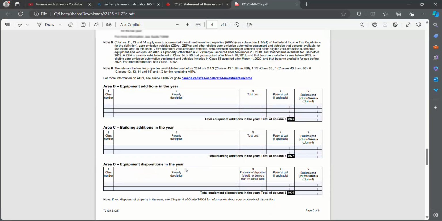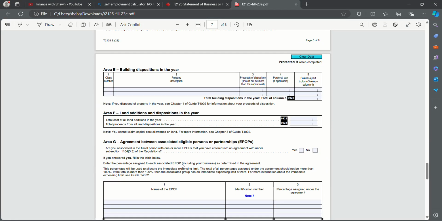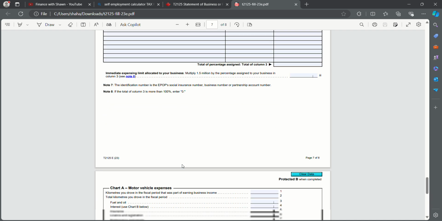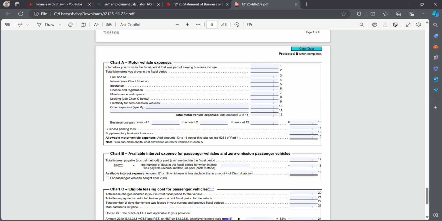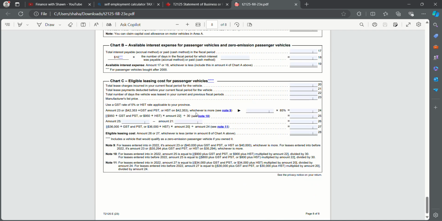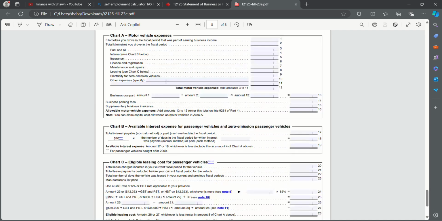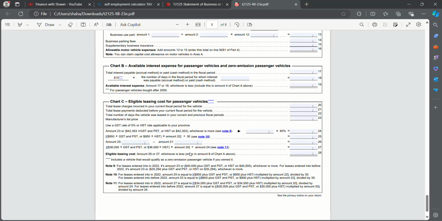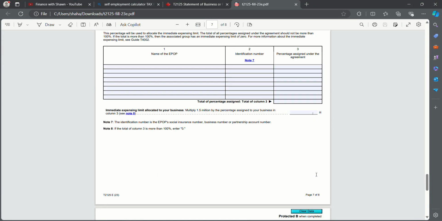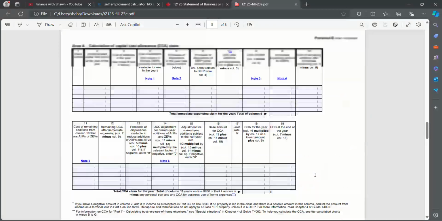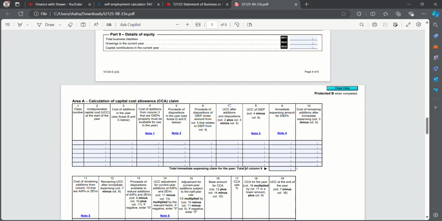Pretty straightforward. And you'll see that at the end, everything gets computed. And here's your motor vehicle expense situation: fuel, oil, interest, insurance, license, registration, maintenance, repairs, leasing, electricity for zero emission vehicles, all in this section, chart A, to give you the calculation. So all in all, it is in detail here on the form.